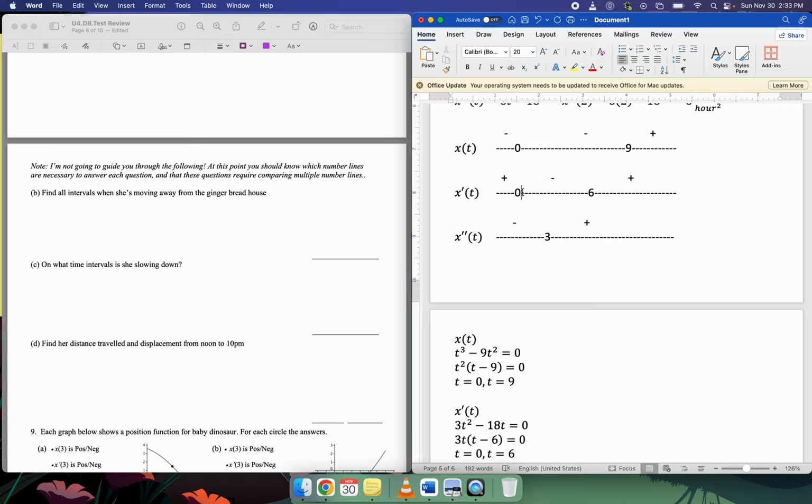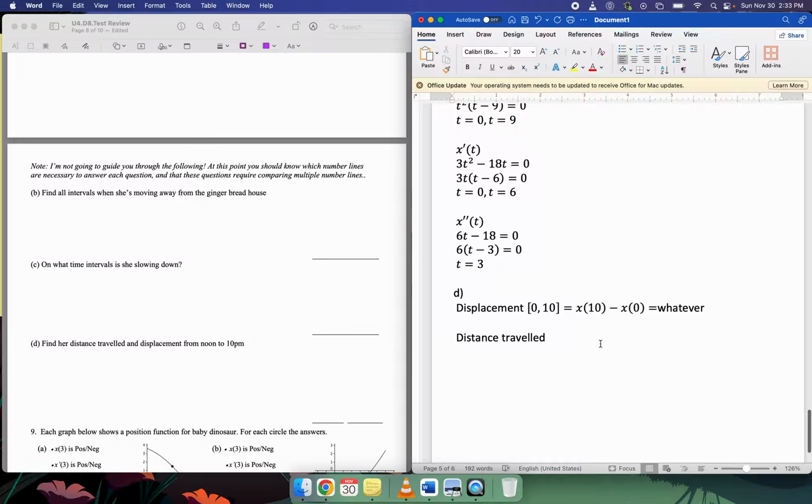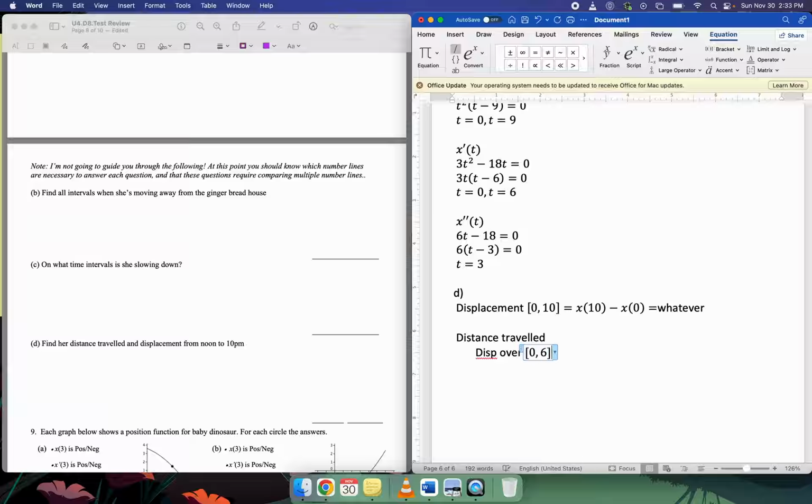Initially she's moving to the left, but then at 6 she turns around and she's moving to the right. So we have two intervals of time to consider, 0 to 6 and then 6 to 10, and we've got to compute the displacement over each of those separately. Displacement over 0 to 6 would of course be x of 6 minus x of 0. And remember, you're plugging 6 and 0 not into the velocity function, but into x of 6 and x of 0.